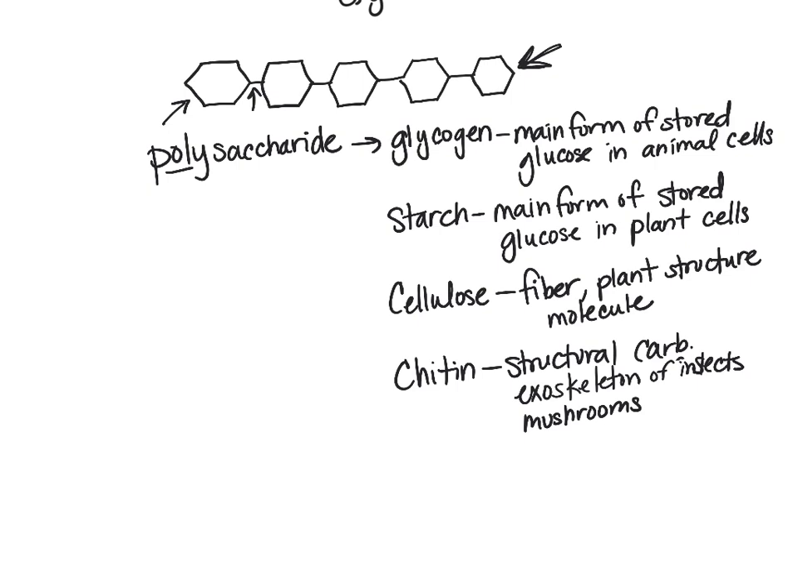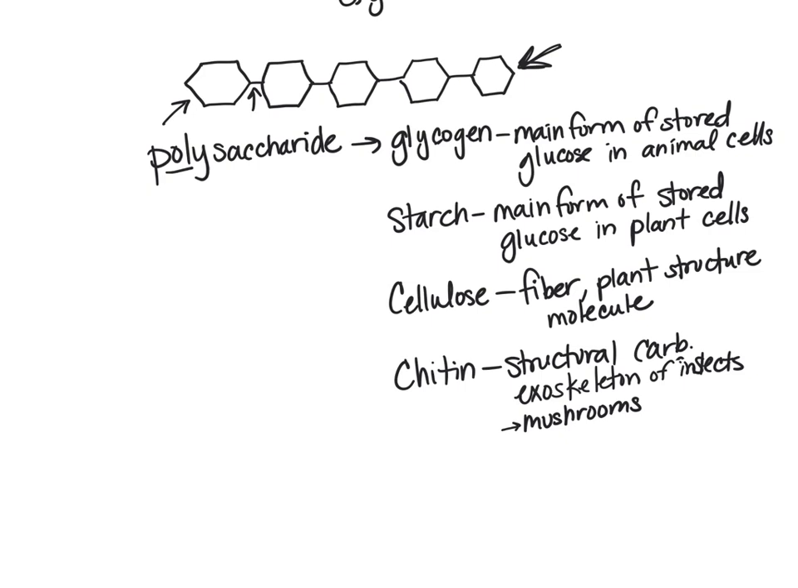So we do find it in things like mushrooms, also lichens, not that we're eating too many lichens. So we do get some of this in our body, but again, it's not something that we can digest. It's not something that we're able to use for energy. So these are 4 polysaccharides that you should be aware of.